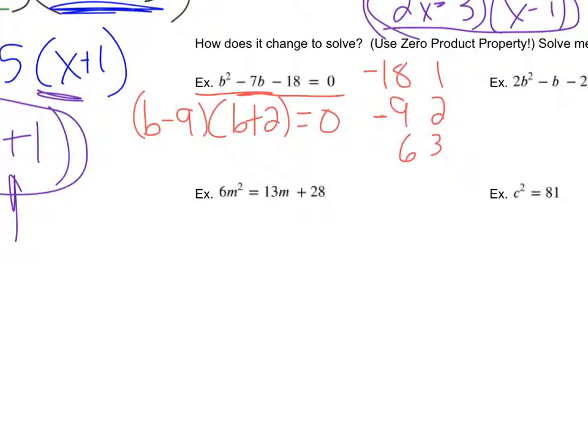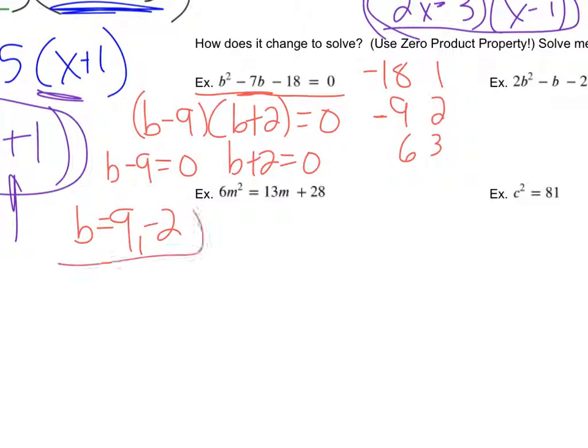So now to solve, I just set each part equal to 0. And now it's just two one-step equations. So b equals 9 or b equals negative 2. That's all I'm doing.